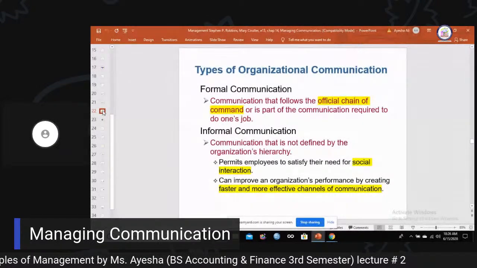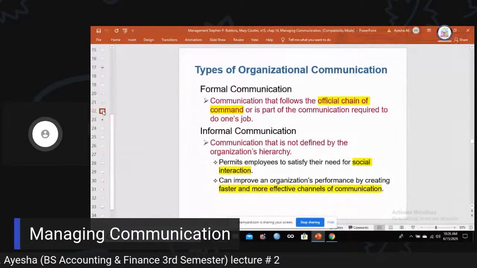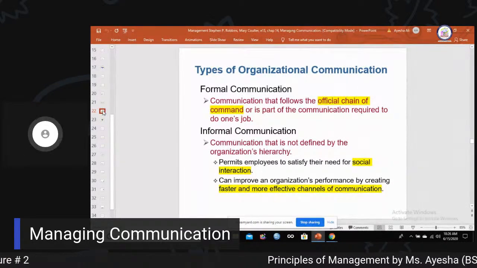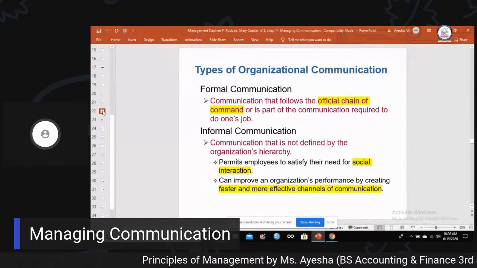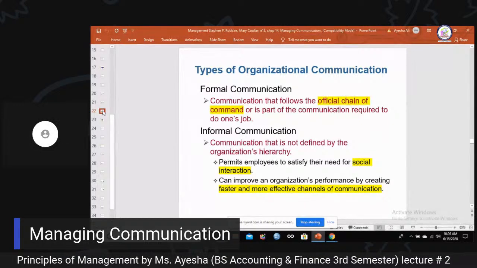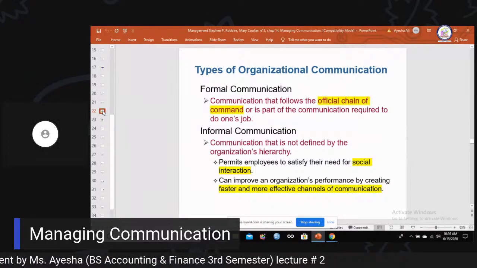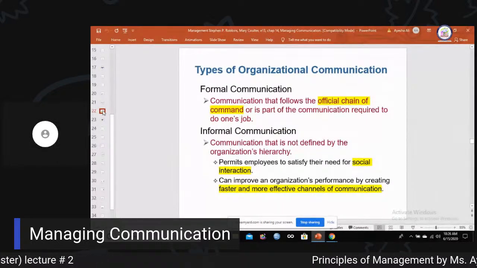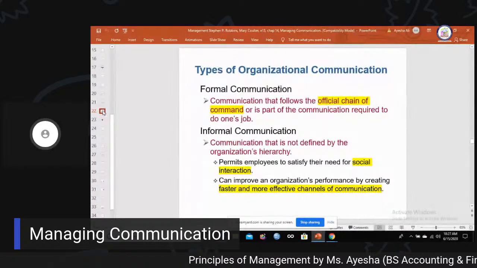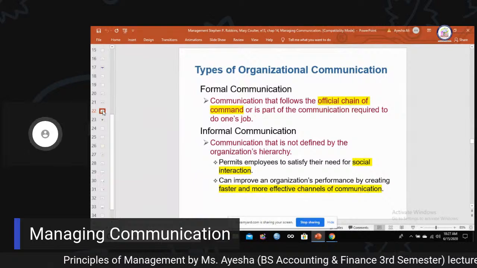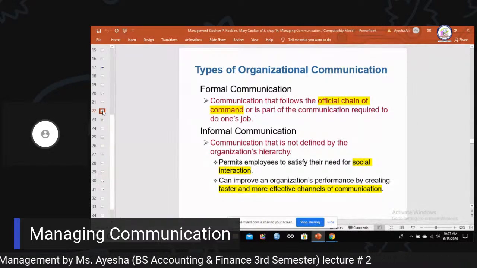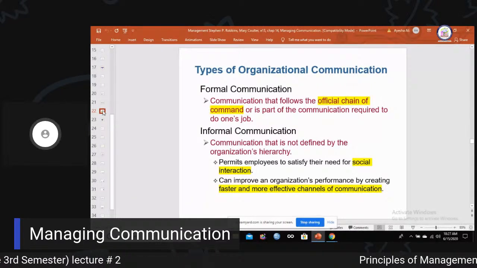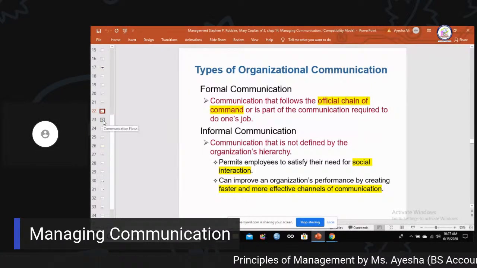And then we have informal communication, which is the communication that is not defined by the organization hierarchy. In this communication, we are not following the official chain of command, basically, and it permits employees to satisfy their social needs. It is a faster and more effective channel of communicating.